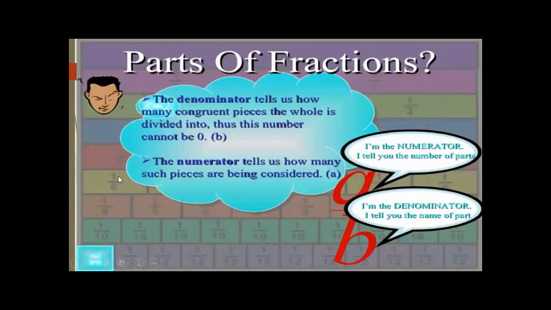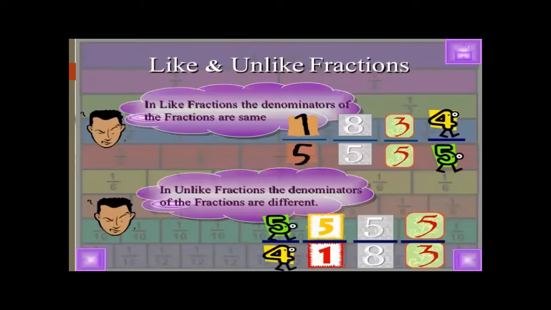Parts of a fraction means how many parts we use in the fraction. The denominator tells how many congruent pieces the whole is divided into. This number cannot be zero. The numerator tells us how many such pieces are being considered. It means that in a fraction we have two parts, denominator and numerator. Please take screenshots as well, students.